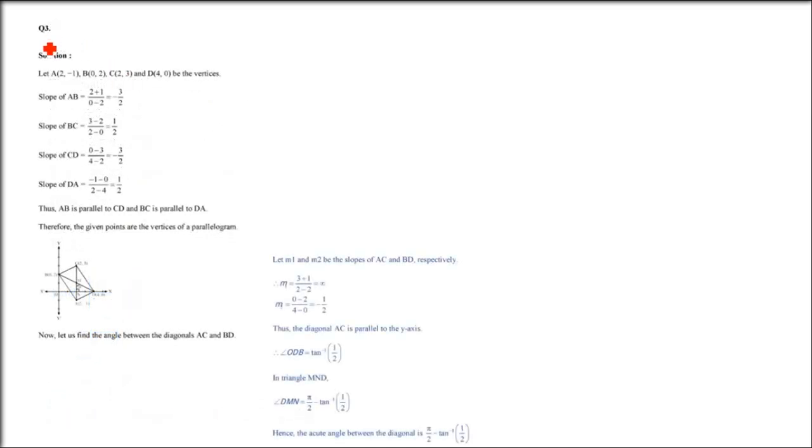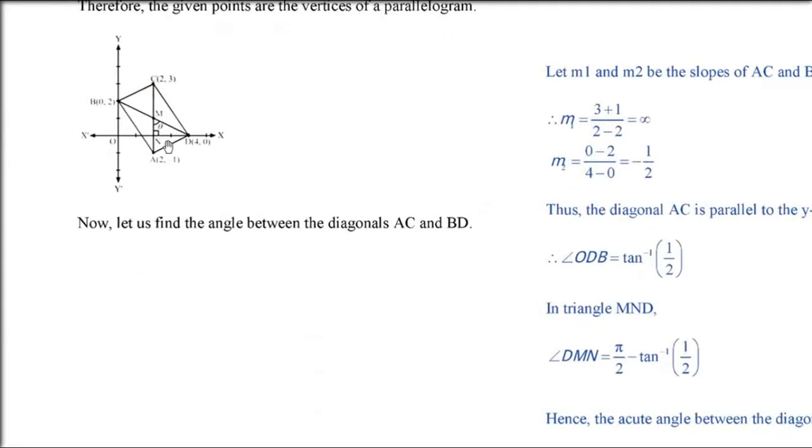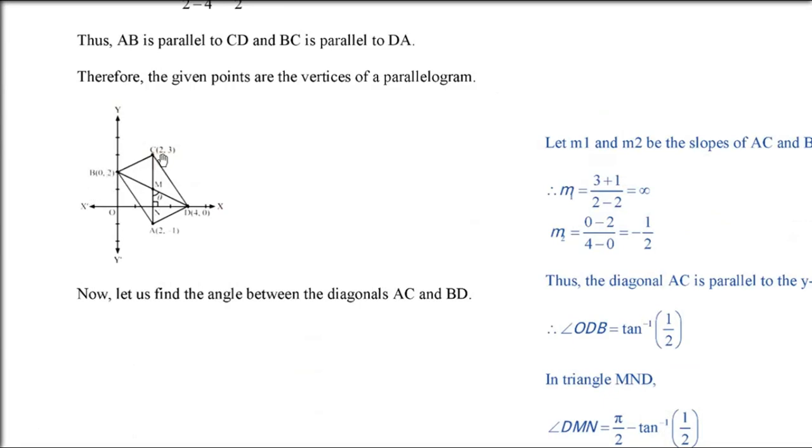Now third is, prove that the 4 given points are the coordinates of the vertices of a parallelogram and find the angle between its diagonals. So these 4 points are the vertices of a parallelogram, and the angle between the diagonals also you have to find out. So let me show you the figure. These are 4 points, A, B, C, D, we have marked it. So we have to prove that it is a parallelogram, and these are the diagonals. So there is an angle between them.